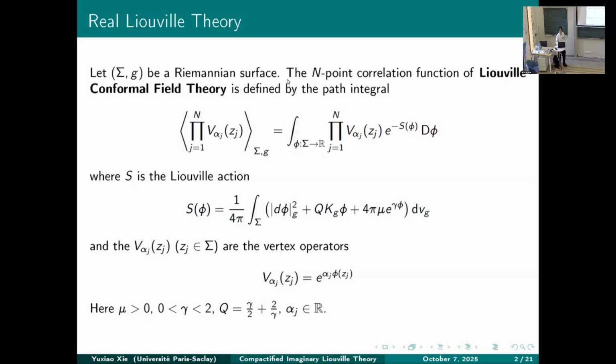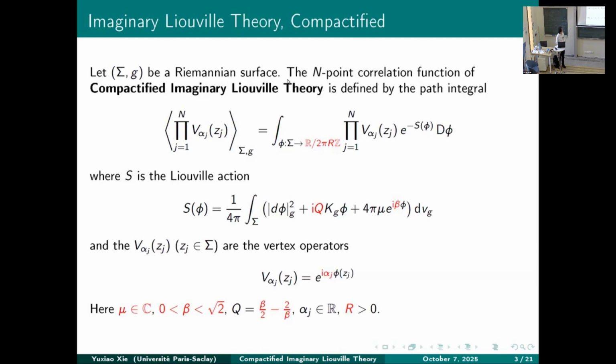But now today, I'm going to focus on an imaginary version of this. So what changes here is that we're going to take gamma to be imaginary, but we would like to work with real numbers. So we actually change our parameters. So I replace gamma by i beta, where beta is a real number. And then I also replace Q by iQ, where Q again is a real number. But now the relation between these two is changed like this. And then we also change the charges to be i alpha_j, so that alpha_j can be real. So that would basically be what imaginary Liouville theory is.